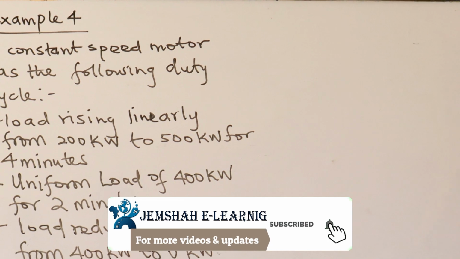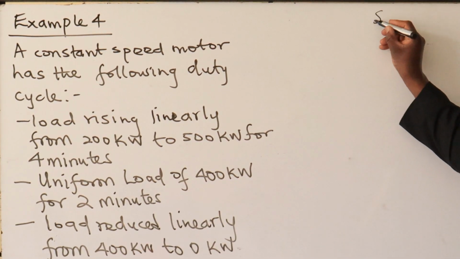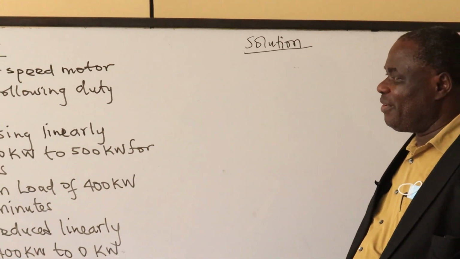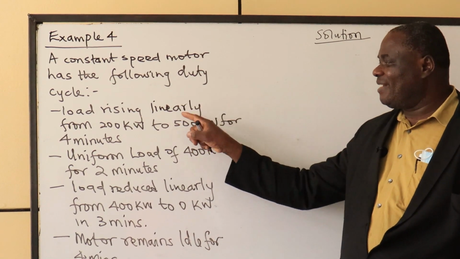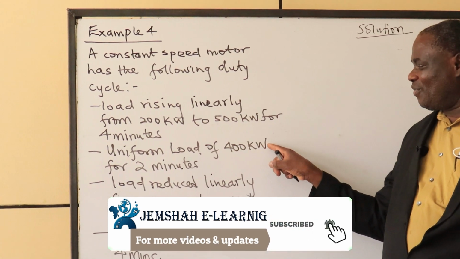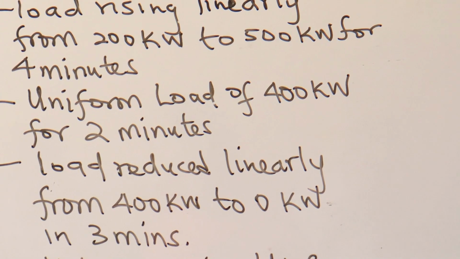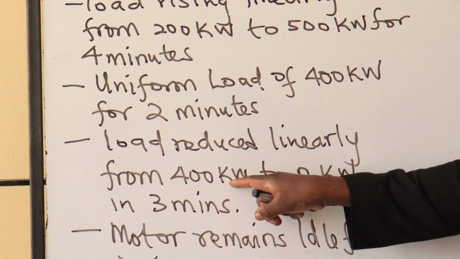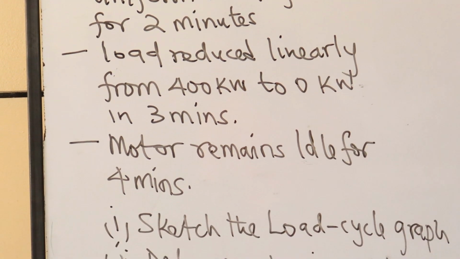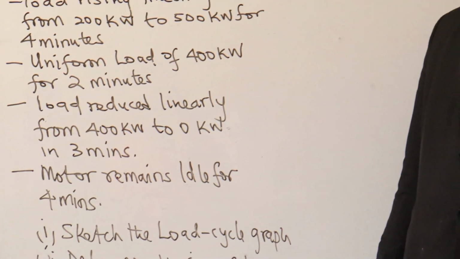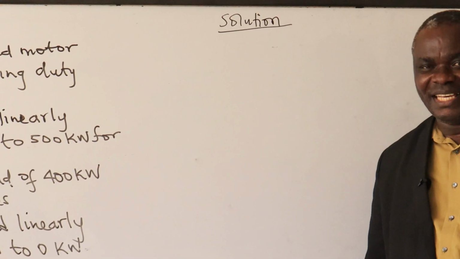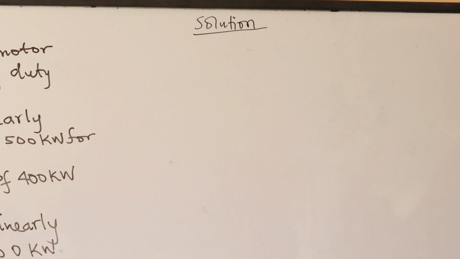So, in our solution for this, we've been told a constant speed motor has the following duty cycle. Load rising linearly from 200 kilowatts to 500 kilowatts for 4 minutes. It carries a uniform load of 400 kilowatts for 2 minutes. The load is then reduced linearly from 400 kilowatts to 0 kilowatts in 3 minutes. Then the motor remains idle for 4 minutes, and then the cycle is again repeated.